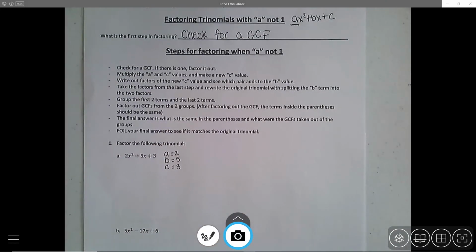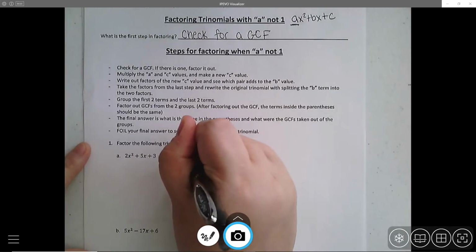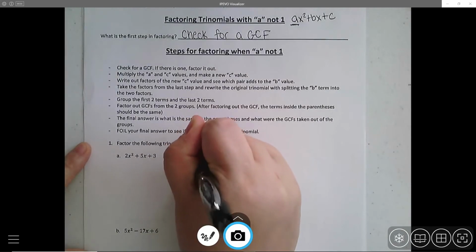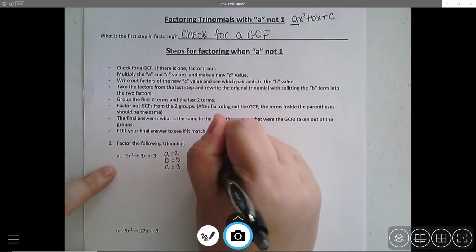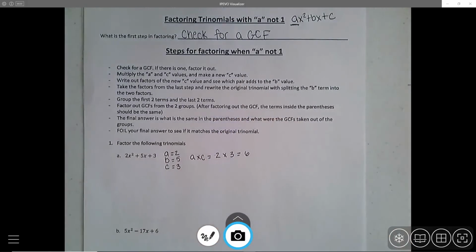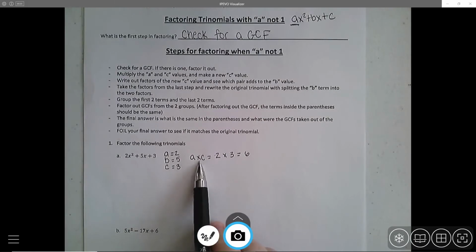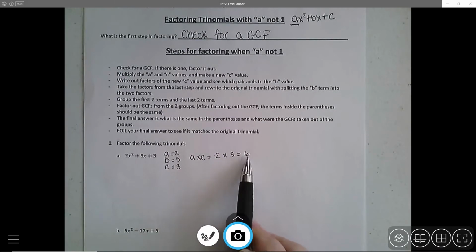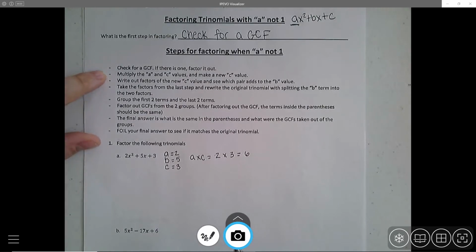The new step when A is not equal to 1 is to multiply your A and your C values. So I'm going to take A times C. That would be 2 times 3, which is 6. So I took A times C, 2 times 3 is 6. Now, that is step 2: multiply A and C to get this new, quote unquote, C value.